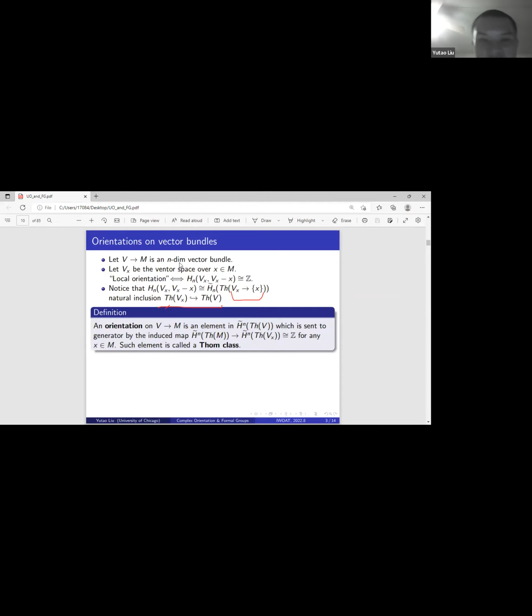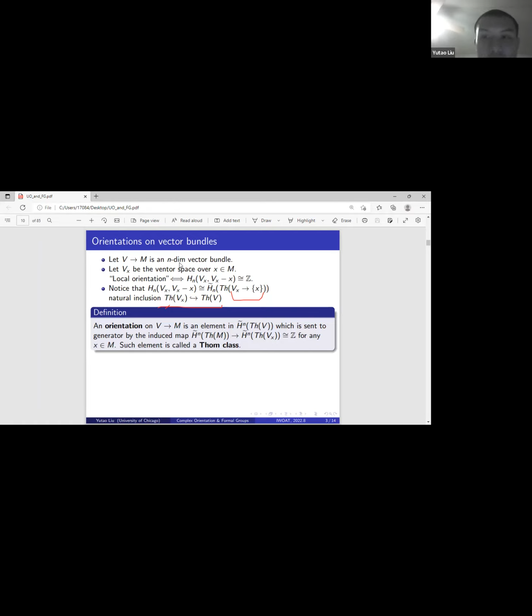So we define the orientation on the vector bundle to be an element in the n-dimensional. So if you assume the vector bundle has dimension n, it is an element in the degree n cohomology of the Thom space, which is sent to a generator by the induced map onto any local Thom space, which gives us a local orientation. We also call such an element a Thom class.